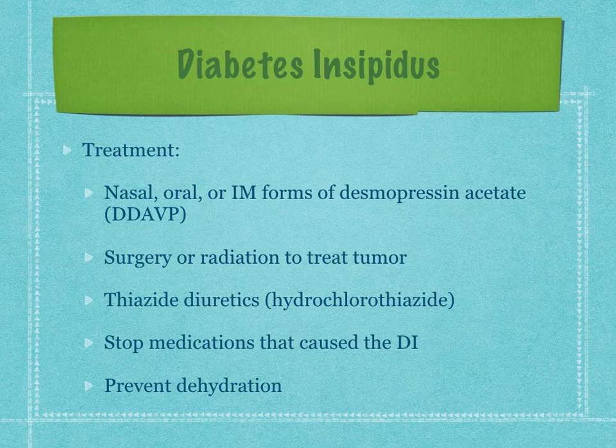I want to go back to the DDAVP because it's for the central or the neurologic version. And when we treat with the DDAVP, you should see a decrease in their urination as a sign that the DDAVP is working. Desmopressin should be considered a medication that the patient takes as needed.